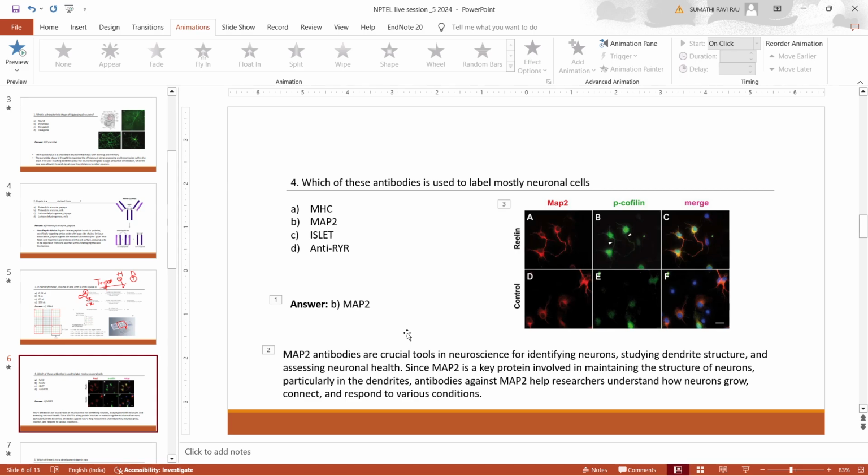So your MAP is a microtubule associated protein. It is involved in maintaining the structure. It helps in your dendrite branching, connection, and growth. Okay.